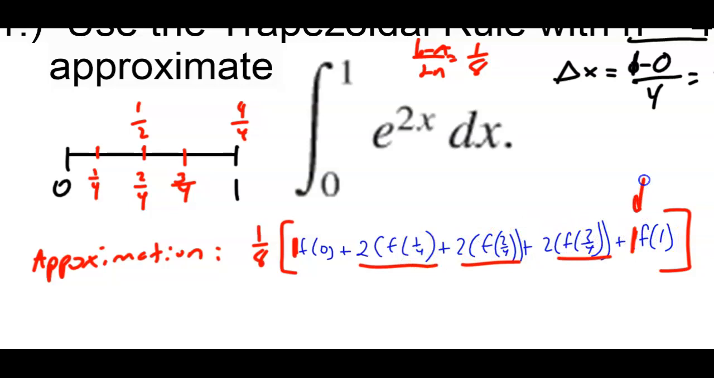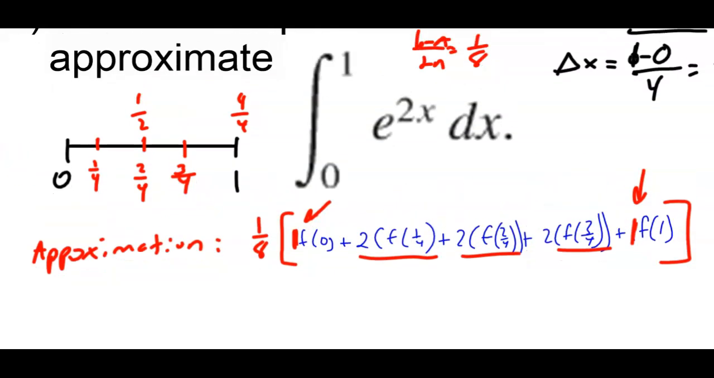But the first term and the last term, they're essentially y values, so you don't have to multiply those by 2. So do not just multiply the first term and the last term. Everything in the middle gets multiplied by 2. The first term and the last term, you just write f of 0, f of 1, or evaluate it: 1 times f of 0 or 1 times f of 1.